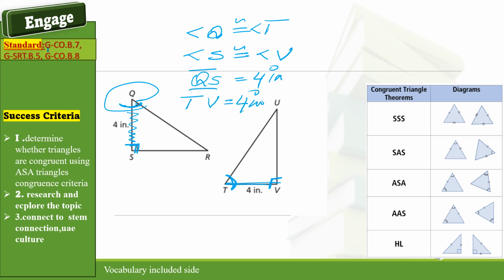Since both of them are 4 inches, you can say that the included side QS is congruent to TV. So what do we say? We say that the two triangles are congruent by which postulate? By ASA.